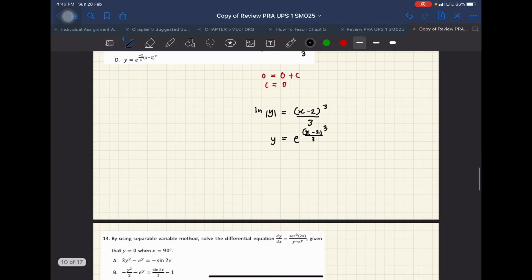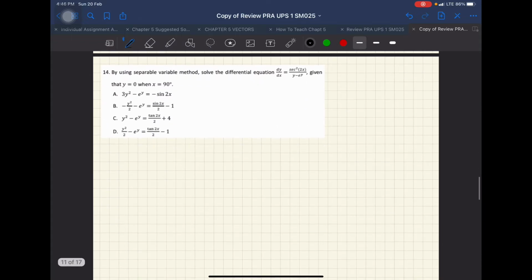Okay, let's continue. If you feel my explanation is a bit fast, you can always pause, or you can always change the speed. Slowkan sikit ke? Kalau awak rasa macam slow, awak boleh cepatkan, vice versa.